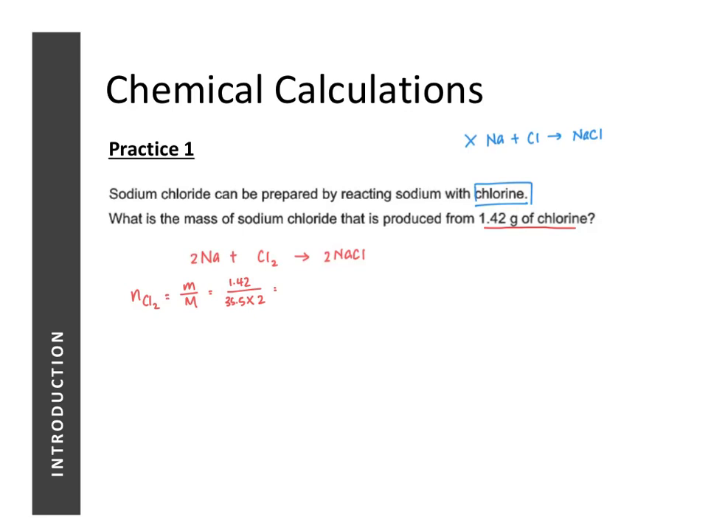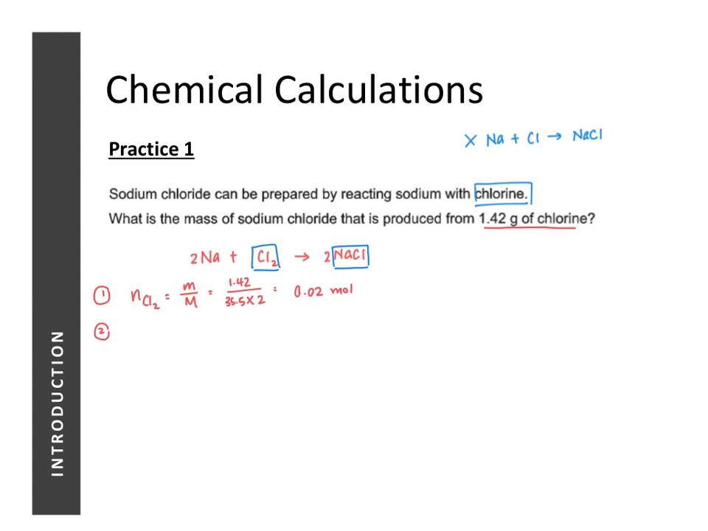That will give us a value of 0.02 moles. So this is step number 1, convert to moles. Step number 2, compare mole ratio. Compare mole ratio between what? Between what is given, the mass of chlorine, and what we want to find. What do we want to find? We want to find the mass of sodium chloride.